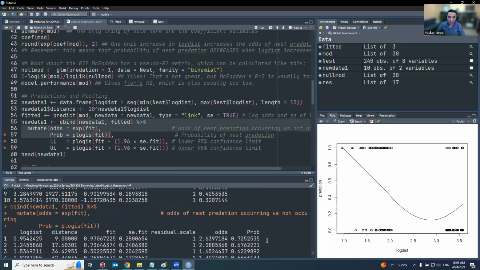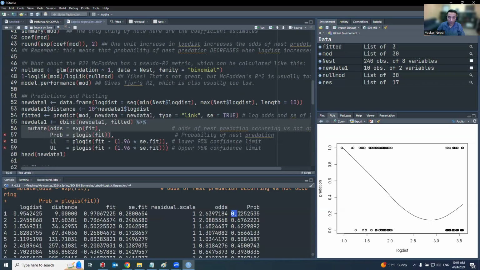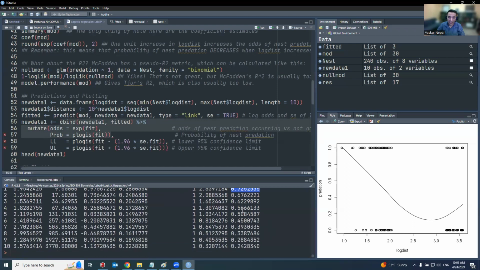Okay, so we have one more. And as I said before, the probability of predation occurring is very high when it is just a couple of meters away. And as the distance increases, the probability of predation occurring declines over distance, right?